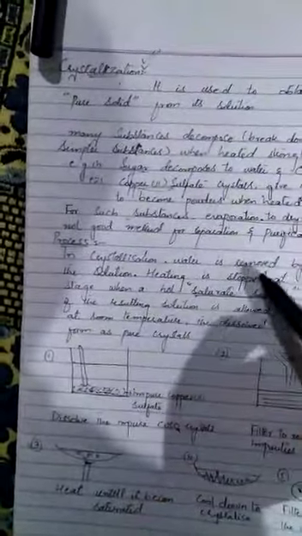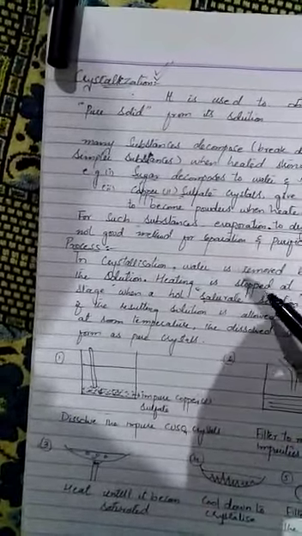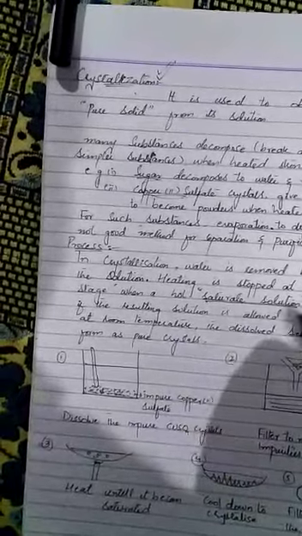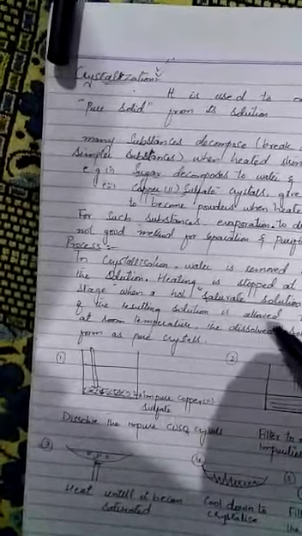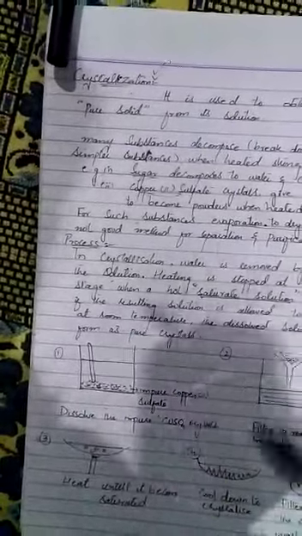Now what will be the process? In crystallization, water is removed by heating the solution. Heating is stopped at the stage when a hot saturated solution is formed. If the resulting solution is allowed to cool down at room temperature, the dissolved solids will form pure crystals.